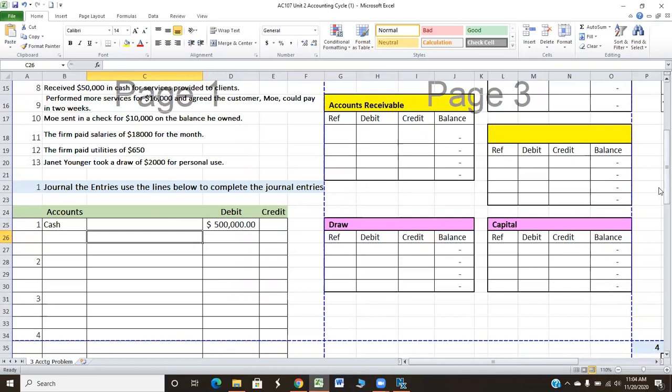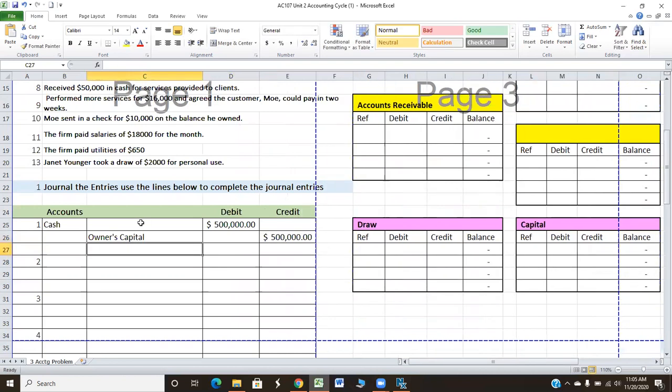So what happens here when an owner puts money into their business, it's called capital. So what we're going to have is owner's capital, and owner's capital is going to be credited for 500,000. Do you see? This is a journal entry right here. This setup should never be different.